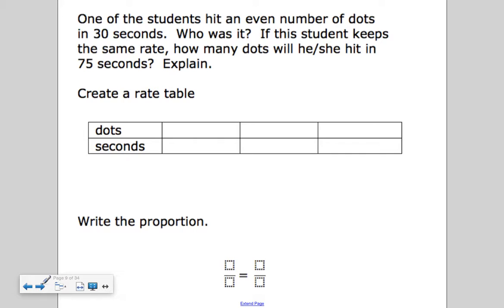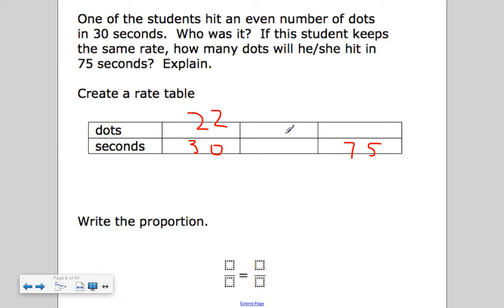One of the students hit an even number of dots in 30 seconds. Let's just say it was 22. If this student keeps the same rate, how many dots? So 22 dots in 30 seconds. If this student keeps the same rate, how many dots will hit in 75 seconds?